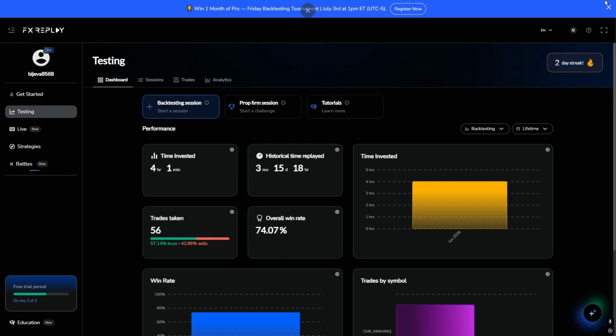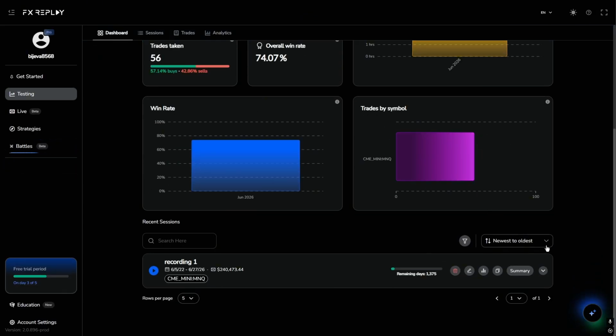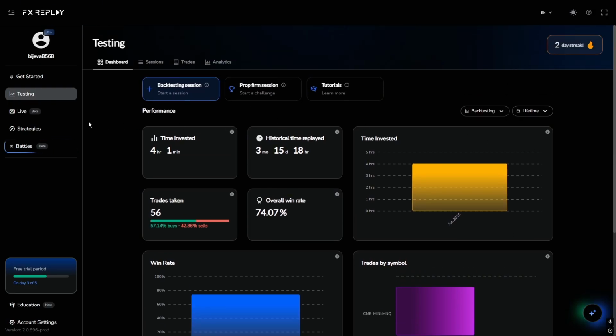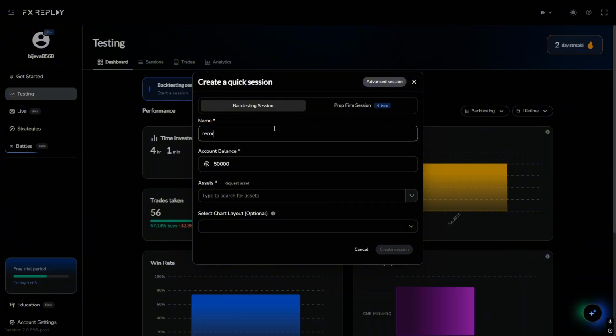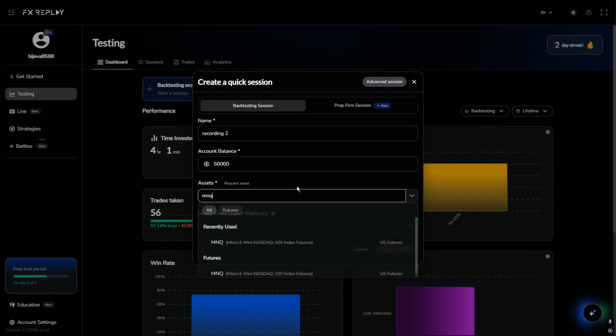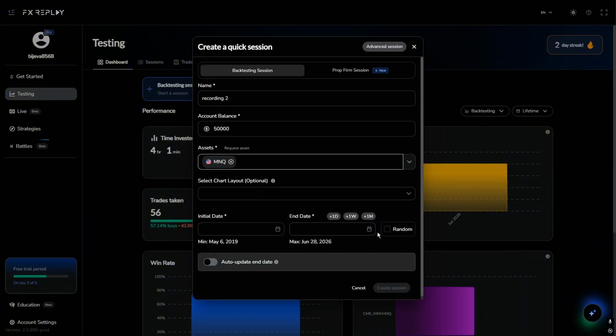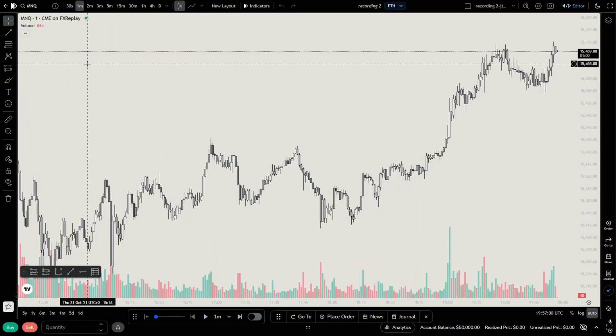Gonna be doing another backtesting session. Hopefully, I can get better than the 33% this time. We've been doing again 50K, acting like it's an eval. Recording number 2. Like I said, I don't use SMTs, so we're gonna retry this. Gonna randomize this. 2021. All right. I'm gonna go ahead and fix everything, and I'll cut to when it's all good.